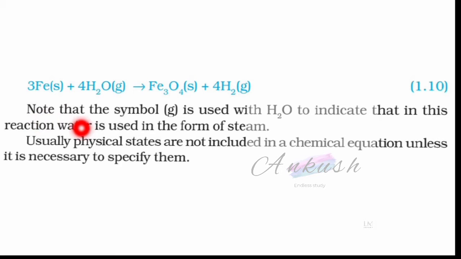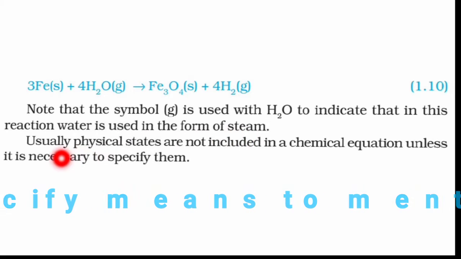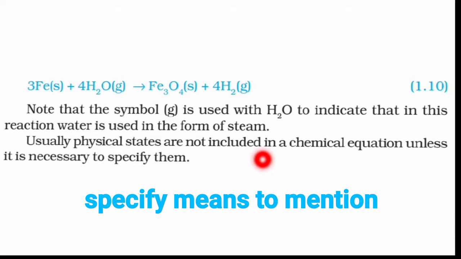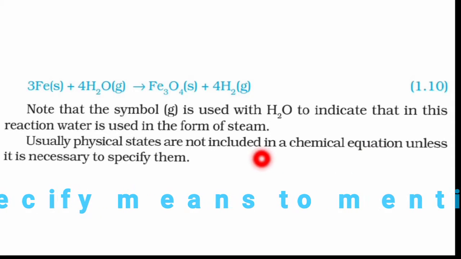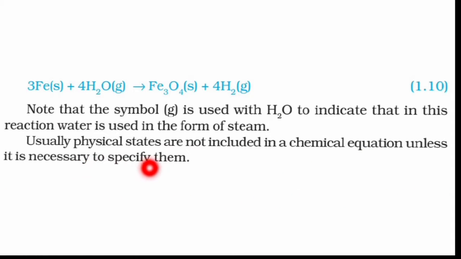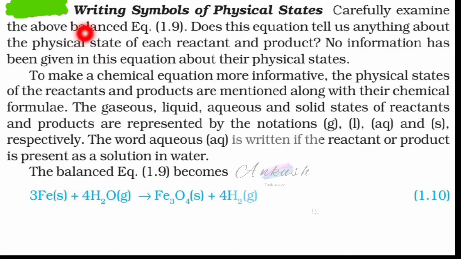As I told you, the symbol G is used with H2O, that is water, to indicate that in this reaction water is used in the form of steam, that is the vapor. Usually physical states are not included in a chemical equation unless it is necessary to specify them. So this was writing symbols of physical states, either element or the compound.